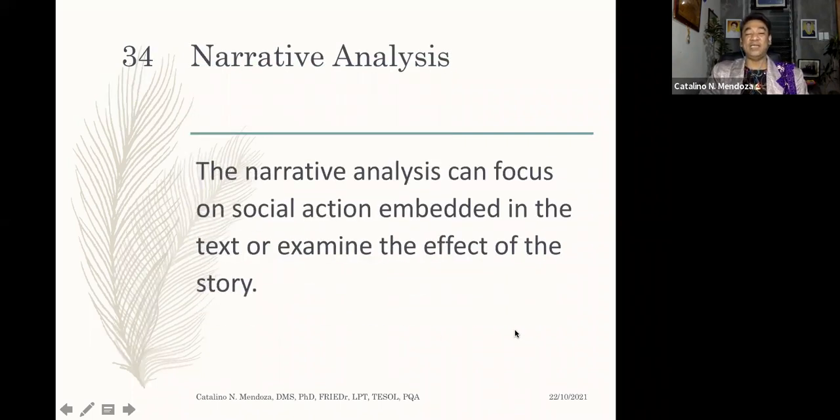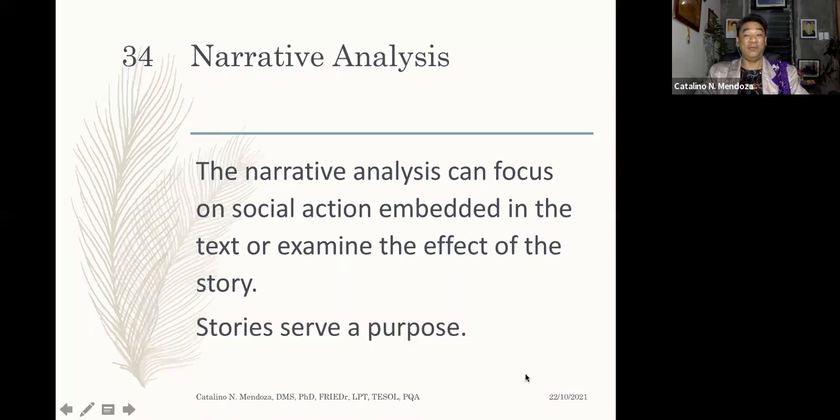So the narrative analysis can focus on social action embedded in the text or examine the effect of the story. It is just a way of analyzing the information, whether there is a reality or the falseness of the information. Stories serve a purpose.